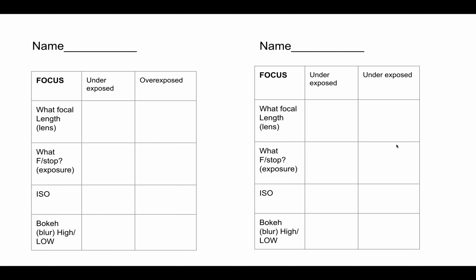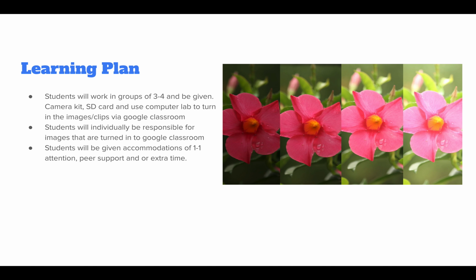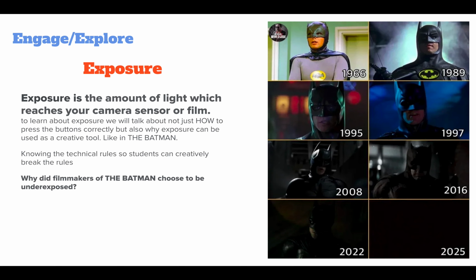The students will end up with a worksheet like this. But first, we've got to talk a little bit about what over and under exposure is. So here's a learning plan, and here's a little bit of a sample, right? This is the same flower taken at different exposure levels. So they're going to work in groups, but they are each going to upload images. So the working groups could take photos of each other and rotate with the camera, and then go to the computers and download their media.